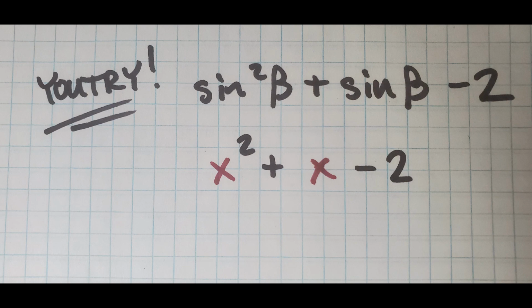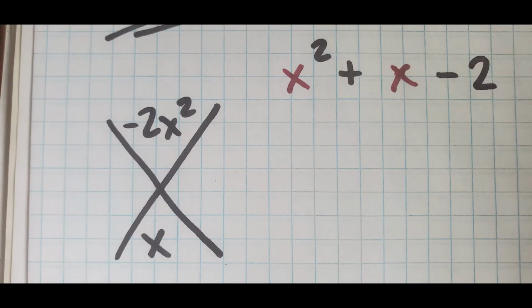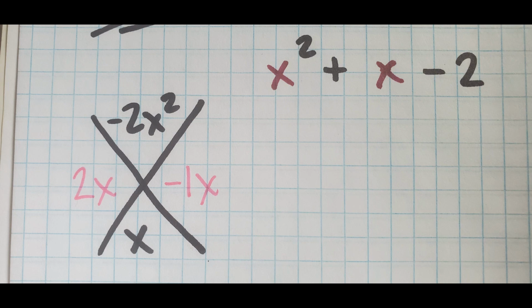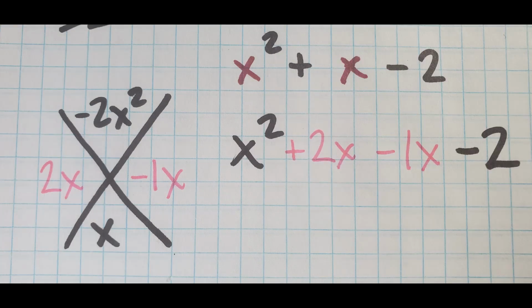So, if you don't know how to factor this, I'm going to do it the long way. So x squared times negative 2 is negative 2x squared. X goes on bottom, and we have to think of two things to multiply to make a negative 2 that add up to a positive 1. Well, that's going to be 2 and negative 1. So those replace that x in the middle, and that's what we get. Toss some parentheses around all that.